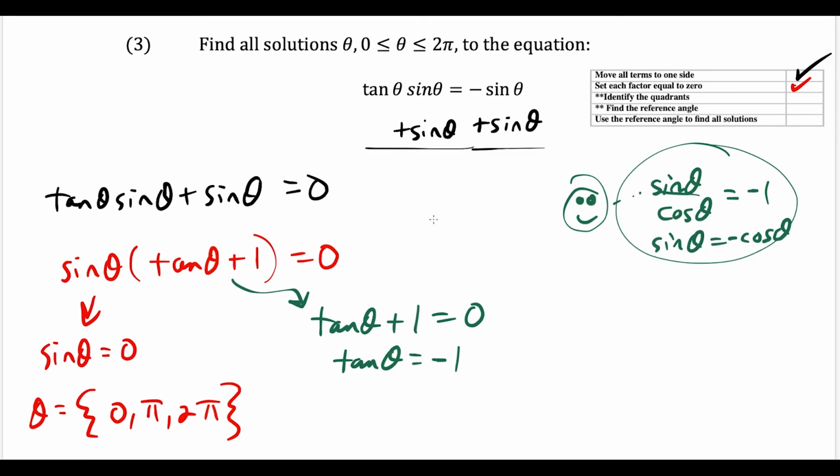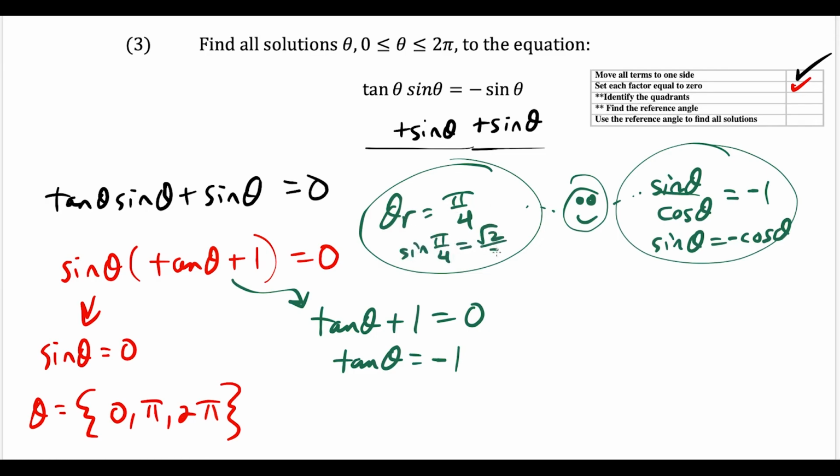And then the angle you should be thinking of after a little bit of thought is that the reference angle here is going to be pi over 4. Because at pi over 4, I know that sine of pi over 4 is equal to square root 2 over 2. And that's the same thing as cosine of pi over 4. Okay, so that's how I'm able to come up with this somewhat quickly.